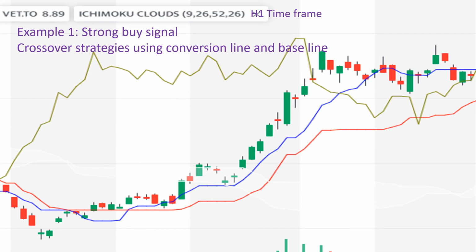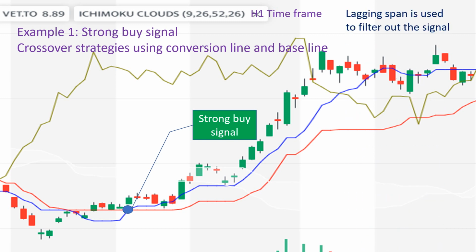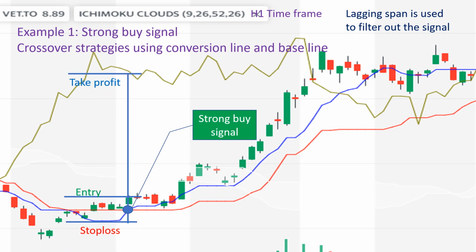Let's look at some trading examples. This is the first example, a strong buy signal. Crossover strategies using conversion line and baseline. So this is the conversion line and this is the baseline, where the conversion line is above the baseline and the price is below the lagging span. So here we have a strong buy signal. And also we use the lagging span to filter out the signal. Now I show you how I enter the trade. This is how I would do my entry, stop loss, and take profit.